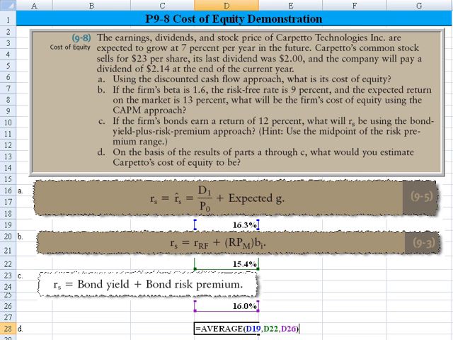I put in those three values, and we come up with 15.9% as our best estimate of what Carpeto's cost of equity would be. Okay, thank you everyone.